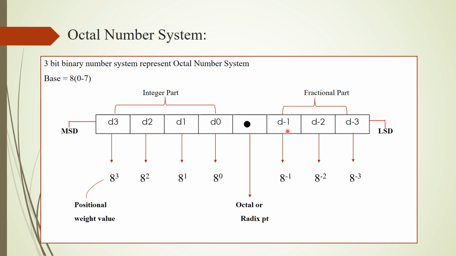For D minus 1, the weight value is 8 raised to minus 1. For D minus 2, the weight value is 8 raised to minus 2. For D minus 3, it is 8 raised to minus 3. This is the total positional weight value for an octal number. Positional value is the product of the individual digit and its weight value.